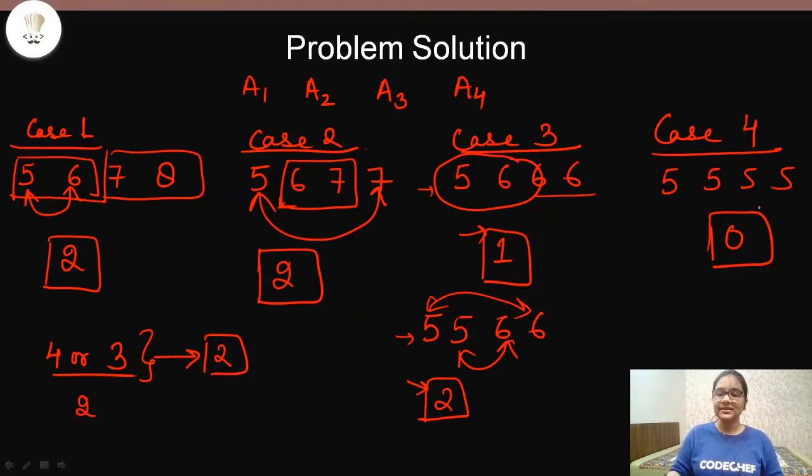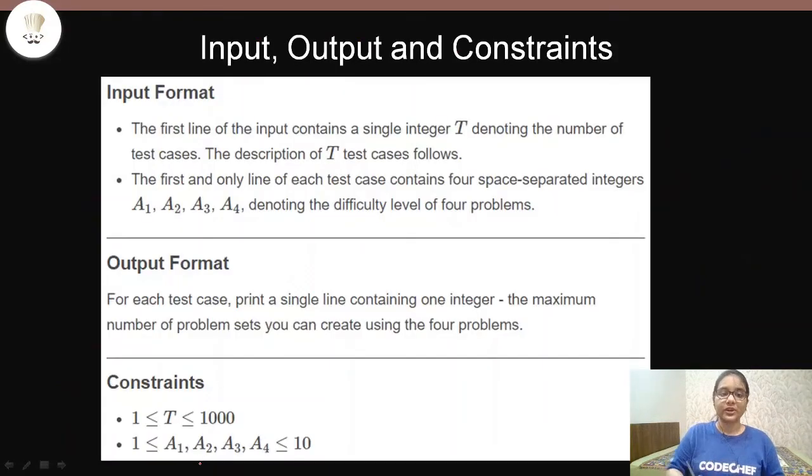Now the last case is when there is just one difficulty level for all the 4 problems. So if there is just one difficulty level, then in that case sure shot the answer will be 0, that is we can form 0 sets of the problem. So guys, this was how we will solve this problem. It is just a matter of conditioning. So this is the solution, and we will see in the code how we can form the conditions in a better manner. Now let us see the input, output and constraints.